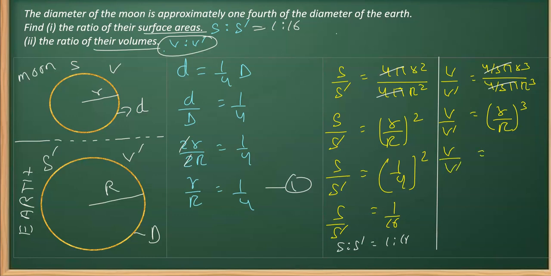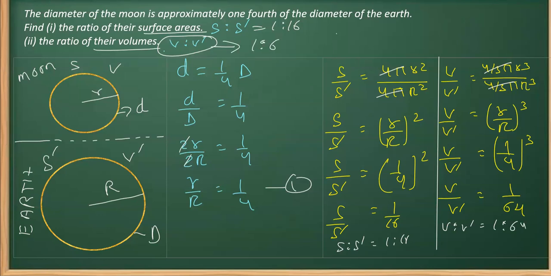is equal to, the same way I'm replacing this r over R with 1/4. So this is 1/4 and there is a cube over it. That is V over V dash will give you 1/64. So we got the required ratio here, that is V is to V dash is 1:64.